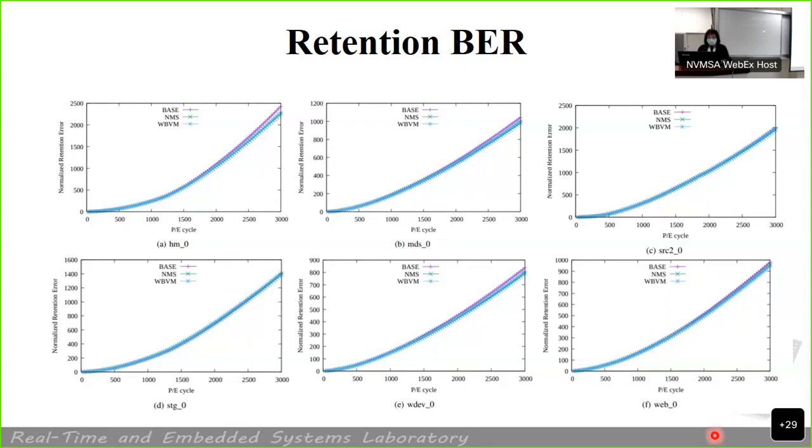In Web 0, which is shown on the right here, the retention error of NMS was 1.4% greater than WBVM. We surmise that was because some code data might be misidentified as hot data. In addition, WBVM encoded hot data to lower states. Therefore, the misidentification of hot data slightly affected the retention error of NMS.